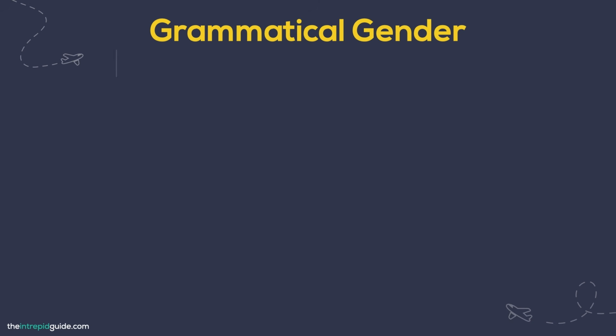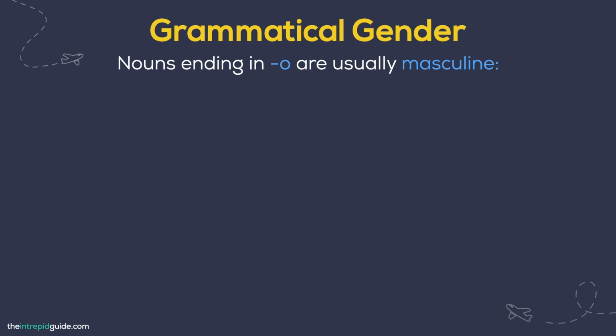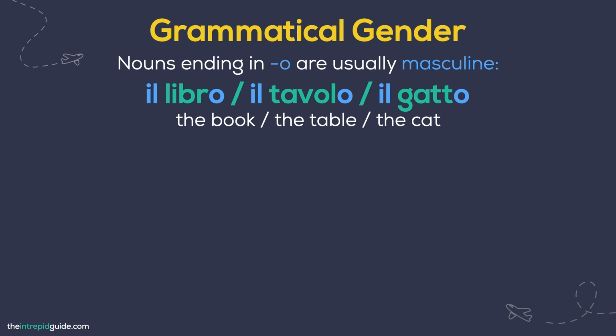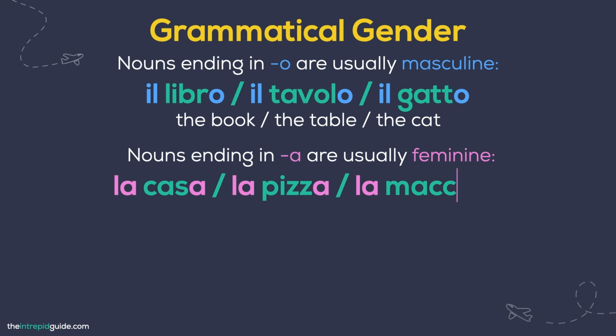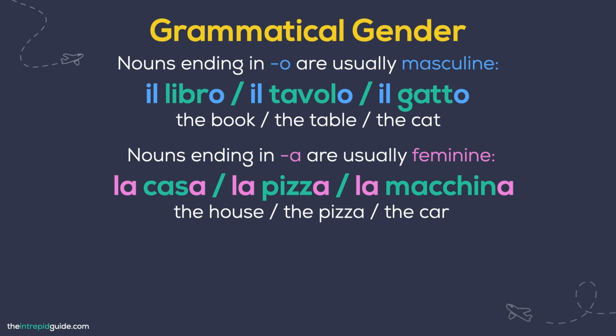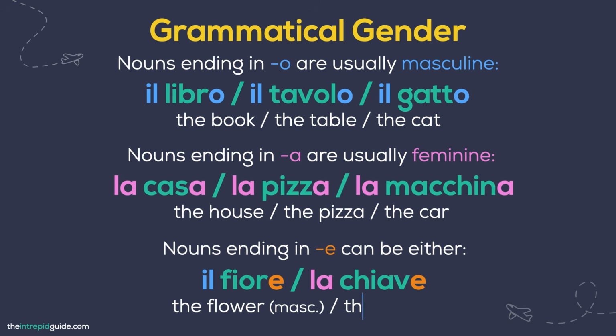Most Italian nouns follow these basic rule endings. Nouns ending in O are usually masculine. For example, il libro, il tavolo, il gatto. Nouns ending in A are usually feminine. For example, la casa, la pizza, la macchina. Then we have nouns ending in E. These can either be masculine or feminine. For example, il fiore, the flower, is masculine, but la chiave, the key, is feminine.